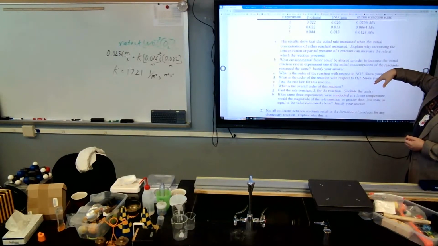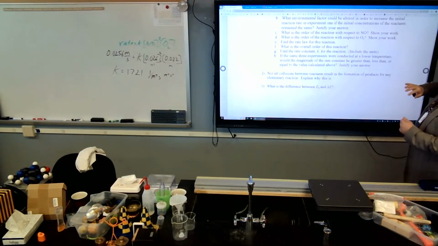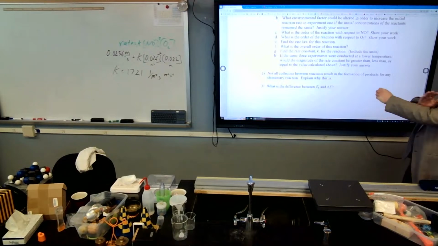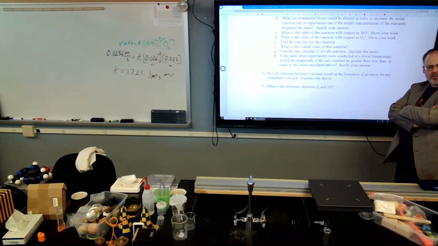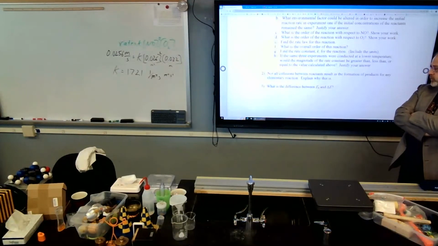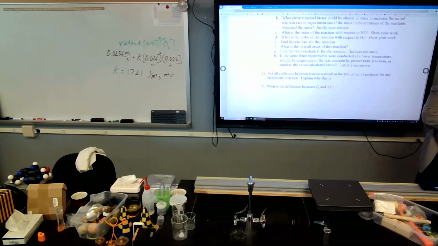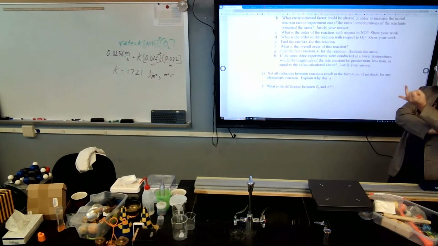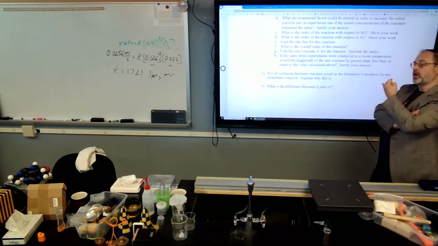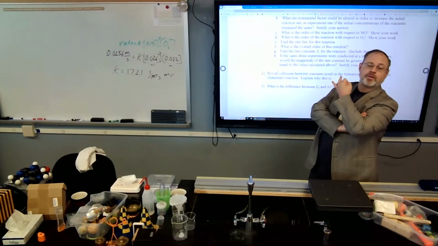We comfortable with this? All right. Not all collisions between reactants result in formation of different products. Explain what this is. So it doesn't say how many, but just not all collisions between reactants result in the formation of products. Explain why this is. What factors would be working against you to get a favorable collision? Orientation, good. Energy, yeah. Orientation of the particles striking each other and striking with enough energy.